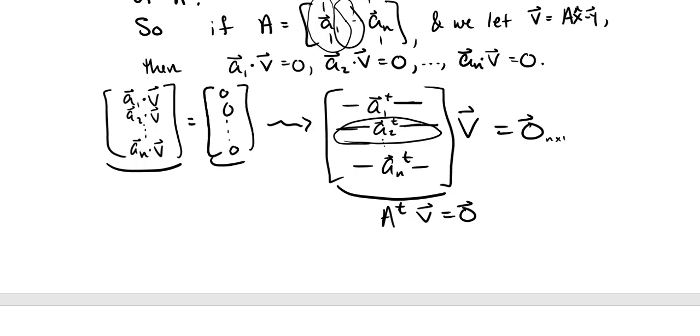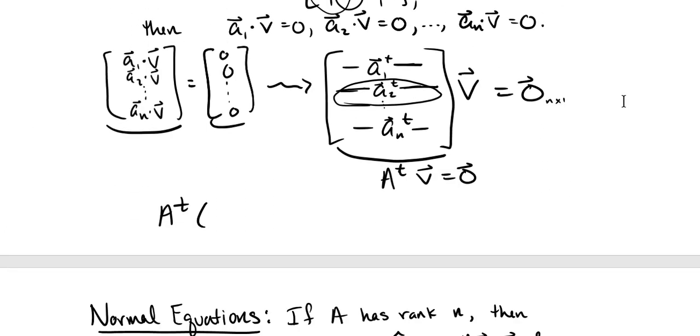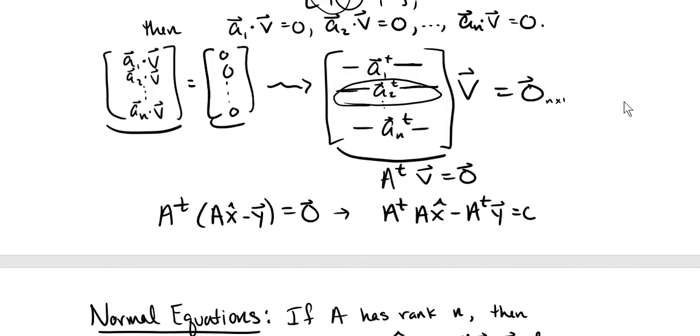And so at the end of the day, what are we really looking at here? We have A transpose times V equals the zero vector. That's the same as A transpose times, well, what was V? V was Ax hat minus y. So I'll replace the V with that. And we can break this down a little bit. This is A transpose Ax hat minus A transpose y equals 0. And finally, we get to what we call the normal equations that say A transpose A x hat equals A transpose y.